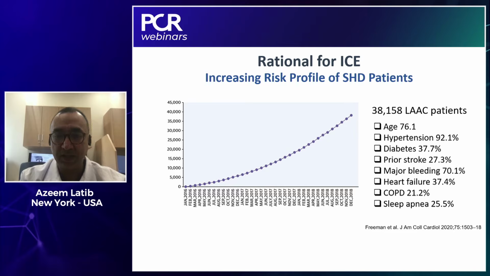So, why think about ICE? Well, here's a study just looking at, for example, patients with LAA closure in the United States and how the risk profile of these patients is increasing. We're seeing more and more patients with multiple comorbidities who need to undergo procedures. And so general anesthesia in some of these patients may be a limitation. There are more patients with lung disease, advanced heart failure. But also, with a lot of these comorbidities, such as lung disease, there may also be more challenging windows in which to really see and do TEE.